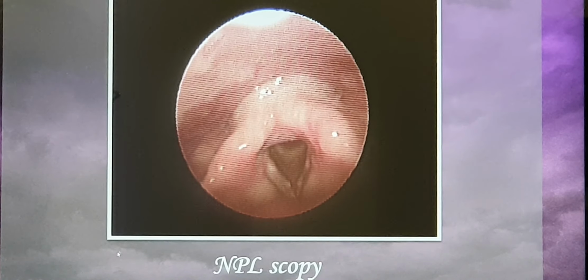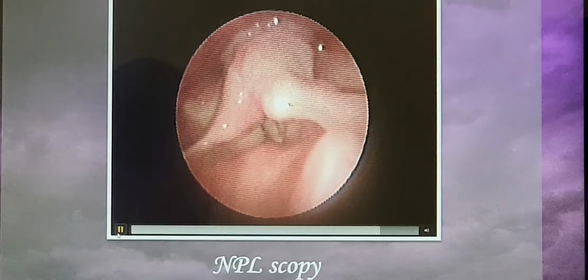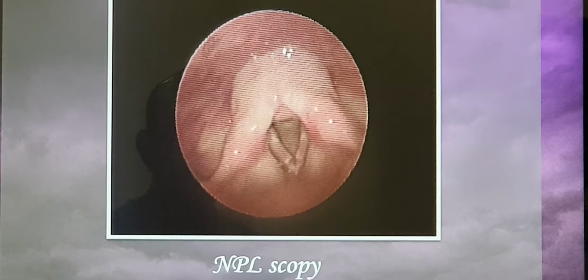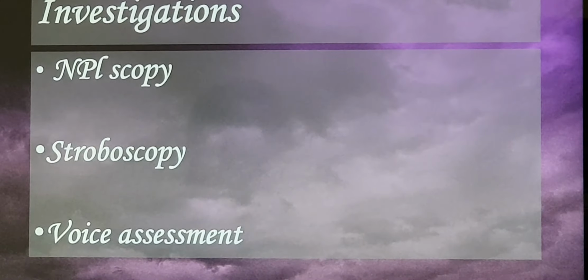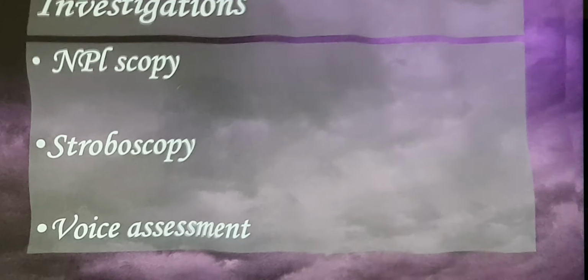This is an organized vocal nodule. It means she is in a surgical condition. This is a vocal nodule. Now, higher centers would like to do a stroboscopy also, and we have to do a voice assessment also. About voice assessment, I'll tell you in the second part. So that's how we examine a case of vocal nodule.